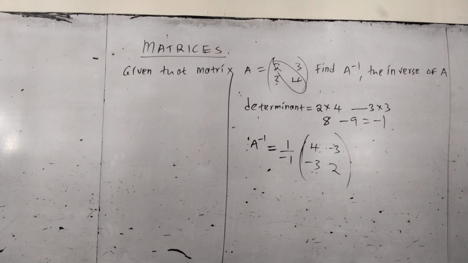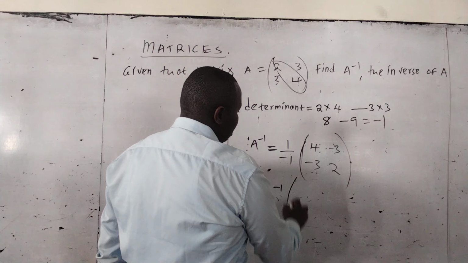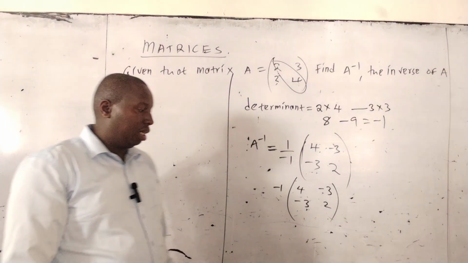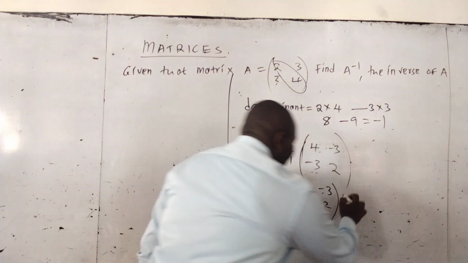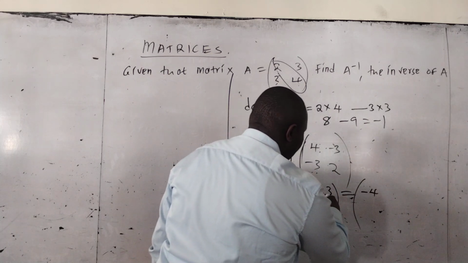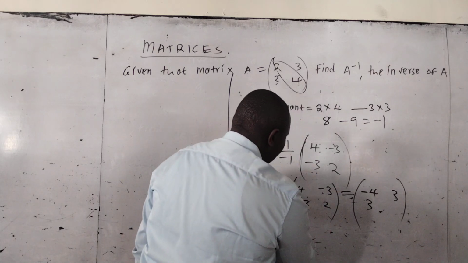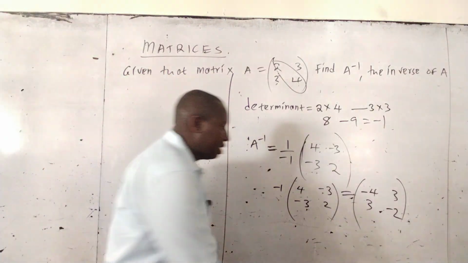Then you go to the final step, where you multiply by the inverse of the determinant. Open the bracket: 1 over minus 1 is the same as saying minus 1, times the matrix 4, minus 3, minus 3, 2. So the answer will be equal to minus 1 times 4, that is minus 4. Minus 1 times minus 3, that is 3. Minus 1 times minus 3, that is 3. Minus 1 times 2, that's minus 2. And that is now the final answer.